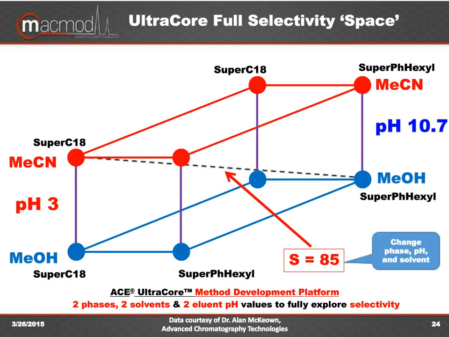Putting that all together, you have a diagram, and if you were to switch from, say, acetonitrile in the upper left of this rectangular prism down to the bottom right with methanol, that diagonal of the prism is an S value of 85. So when you change mobile phase, pH, stationary phase, and solvent, you get, again, a very large change in selectivity, a very large orthogonality.